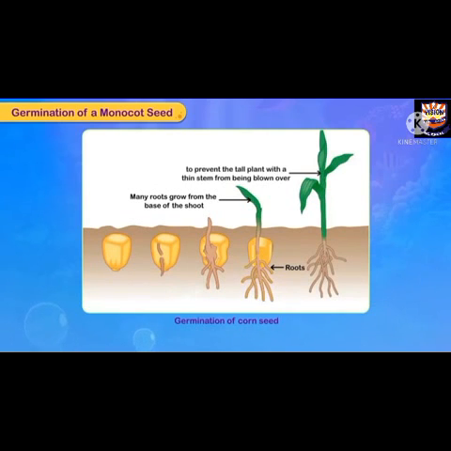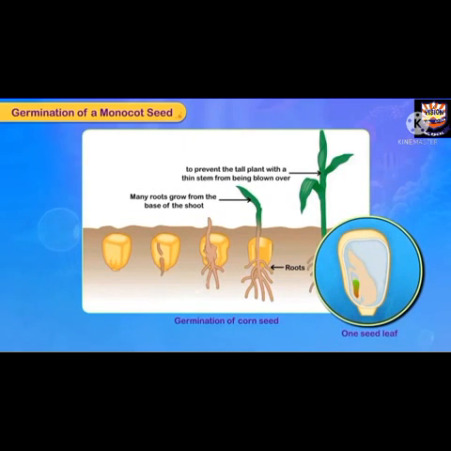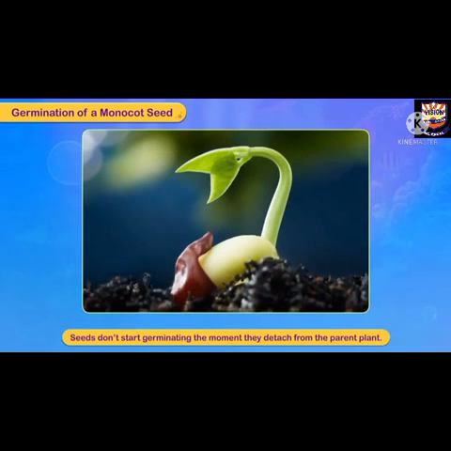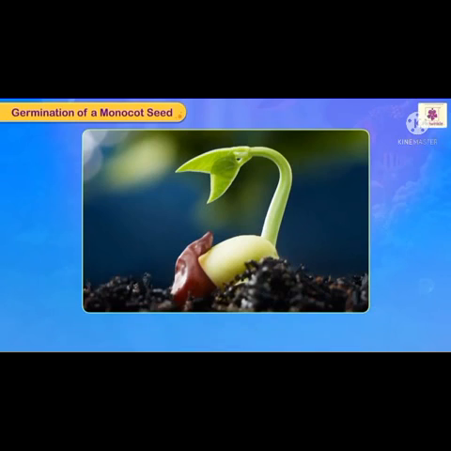Many roots grow from the base of the shoot to prevent the tall plant with a thin stem from being blown over. Here in the embryo, only one seed leaf is present. Seeds don't start germinating the moment they detach from the parent plant.